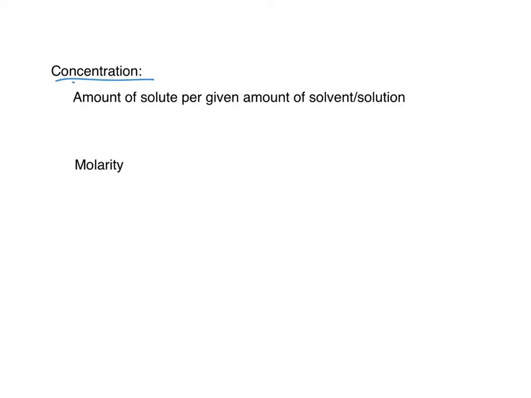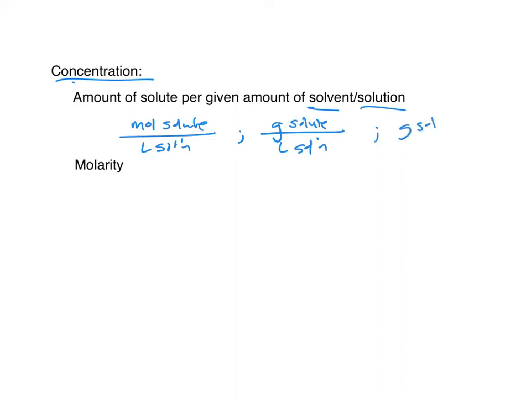The concentration of a solution is defined as the amount of solute per given amount of solvent or given amount of solution. And this can vary depending on the units that we're talking about. For example, in the activity that we did in class today, you calculated the concentration of the solute in terms of moles of solute per liter of solution. We could also calculate this in terms of grams of solute per liter of solution. I could have grams of solute per gram of solution. Lots and lots of different units are possible here for concentration.